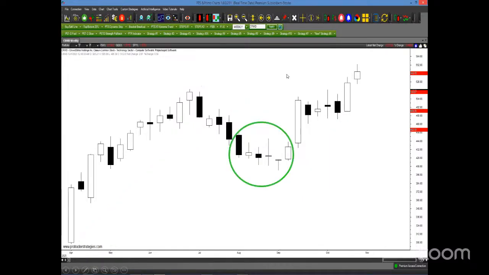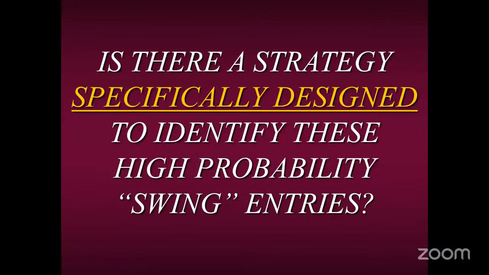to make new highs. But then we have to ask ourselves, is there a strategy specifically designed to identify these high probability swing entries? Because it's difficult. How would you know when swing phase number two is ending or if it's going to continue going in that direction? So we want to look for some type of methodology or a strategy that actually identifies these high probability swing entries. Well, that's what we're going to be talking about today because there actually is.